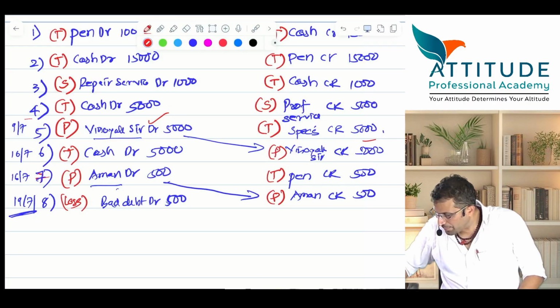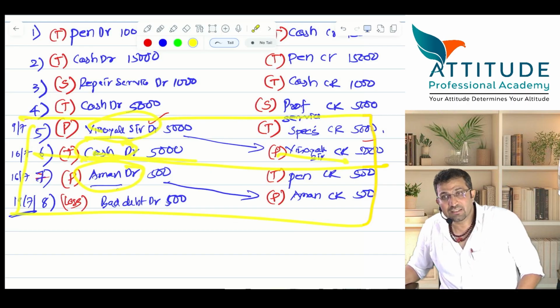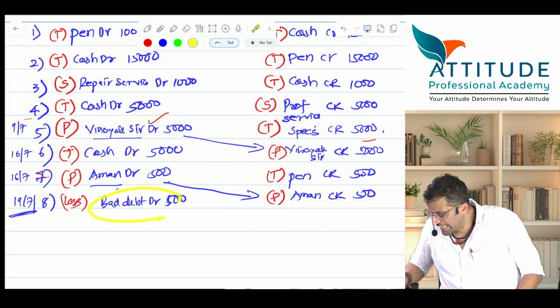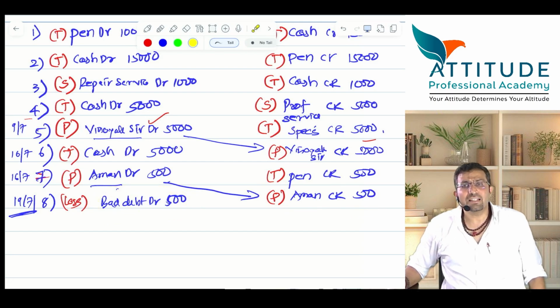ये एग्जाम्पल क्लियर हो गया आपको? हाँ, ये दोनों में अलग अलग है. Vinayak sir was also like Aman only. But Vinayak sir gave me the cash. So I said cash account debit, Vinayak sir credit. Here Aman did not give me the cash. So I am treating him as what? A bad debtor. So bad debt is a loss. What did you get is a loss. Loss account debit to Aman. Is that clear?